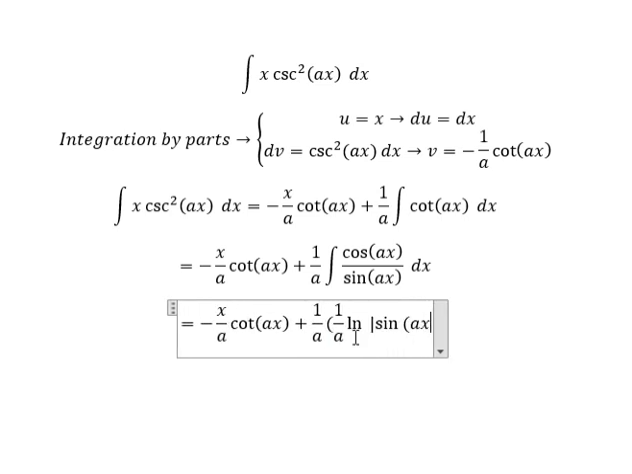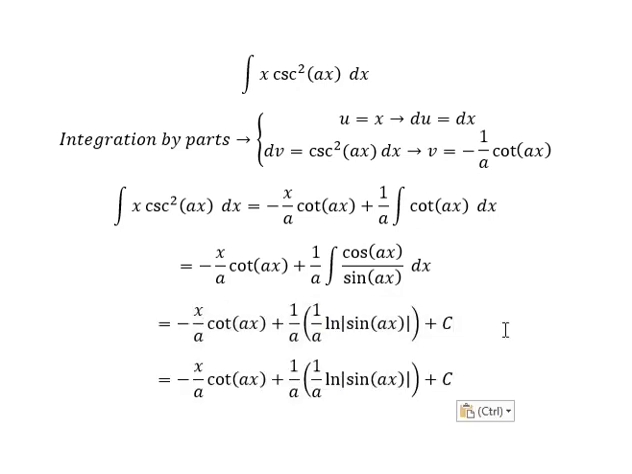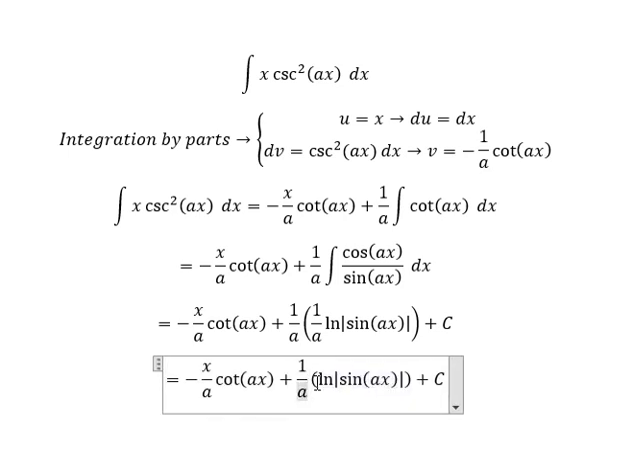sine of as inside the absolute value, and we put c. 1 over a multiplied by 1 over a, you will get a squared.